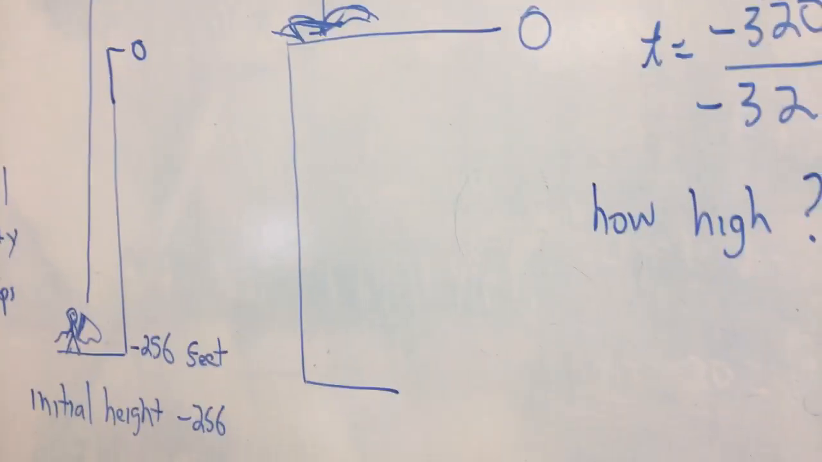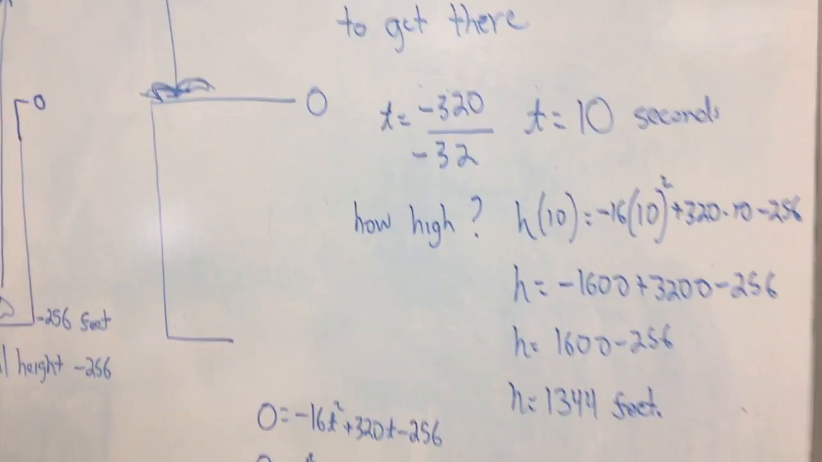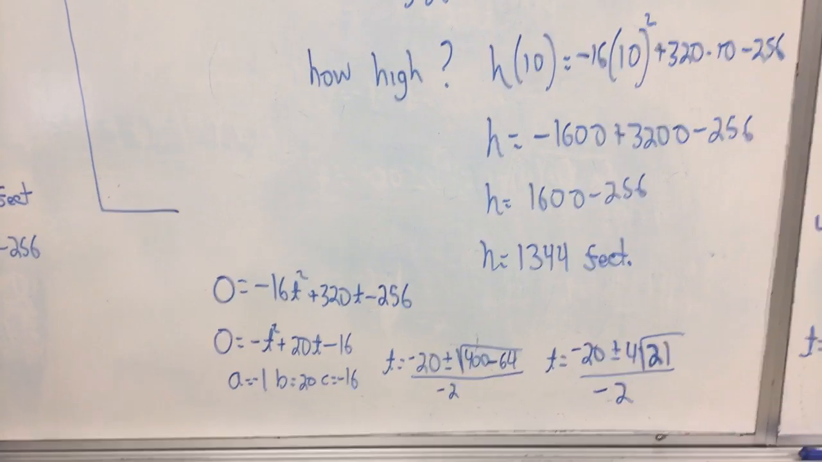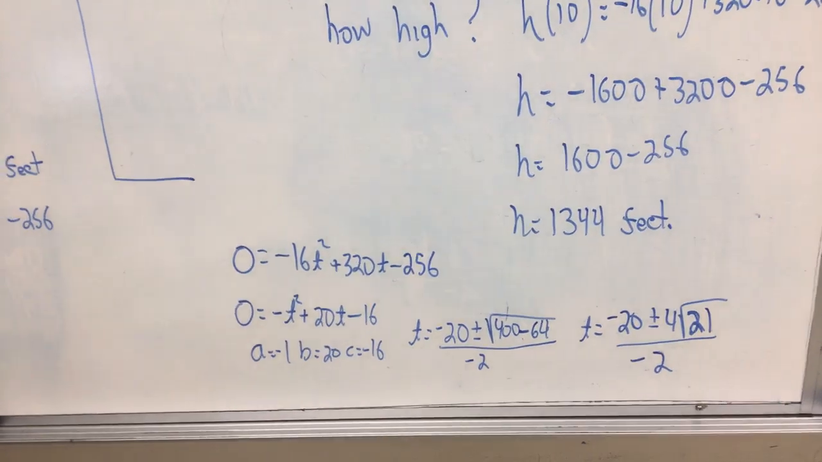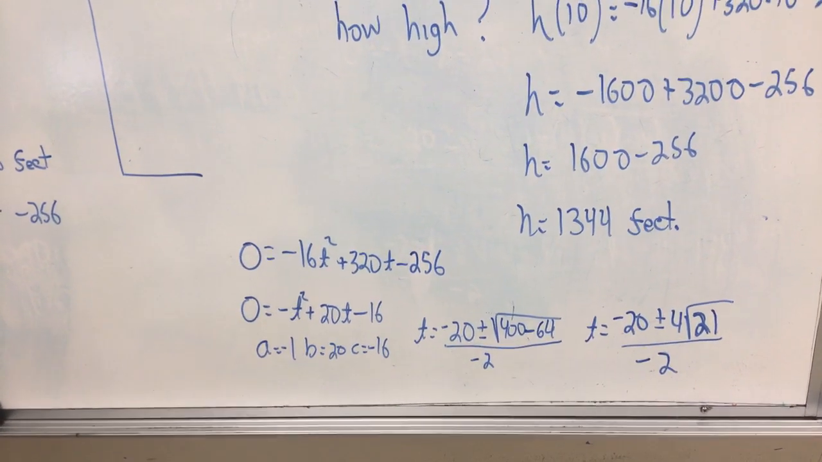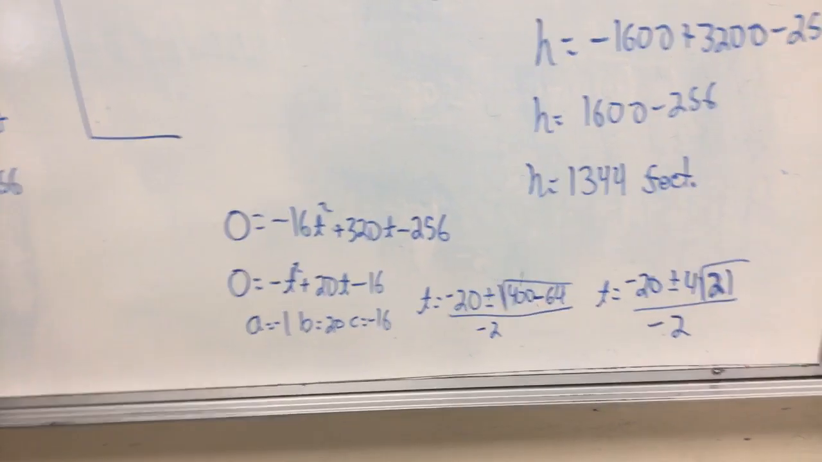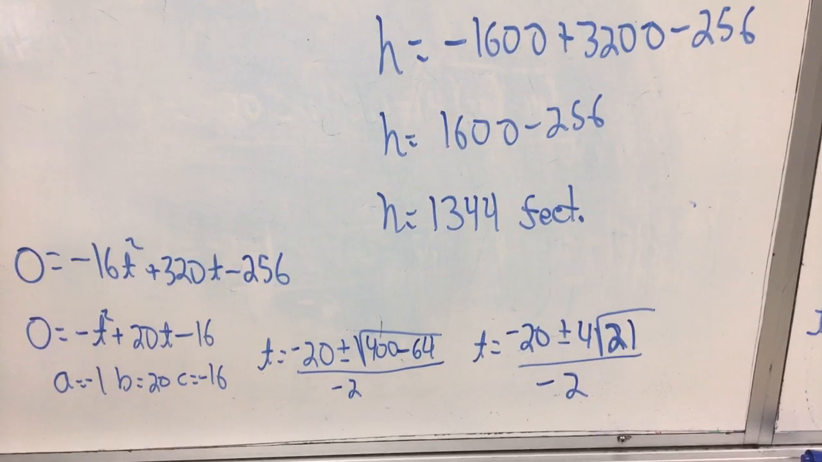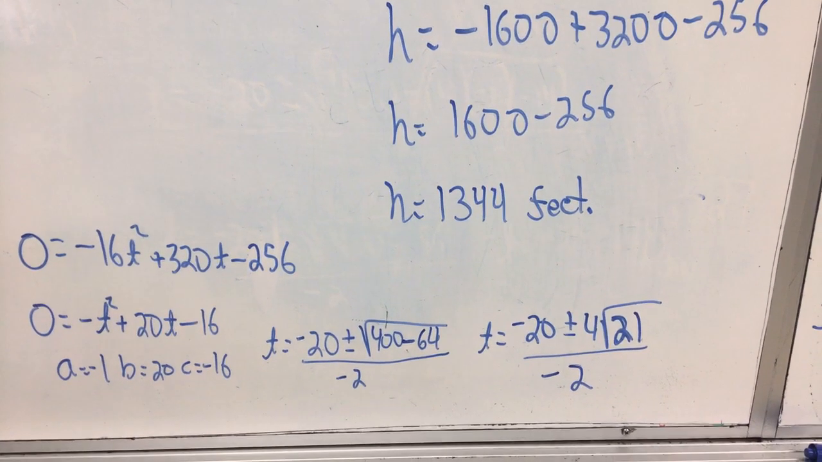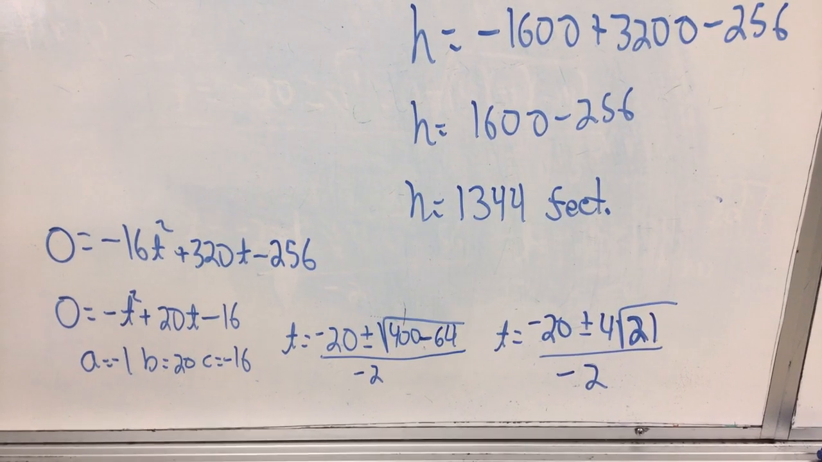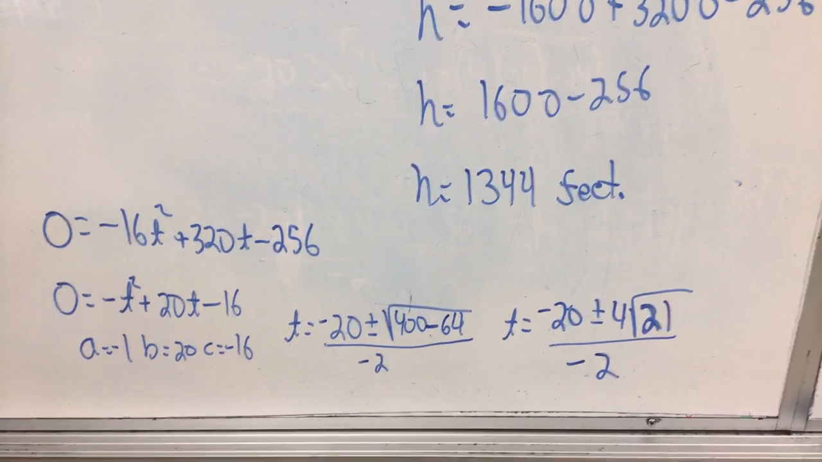All right, now, here's the next question. How long did it take the piano to reach elevation 0? Well, you set the equation equal to 0. Okay, now I'm going to divide it by 16 again, and I'm going to plug all that mess in there, and that's how it cleans up. T is equal to negative 20 plus or minus 4 square roots of 21, all divided by negative 2. 400 minus 64, that's 336.